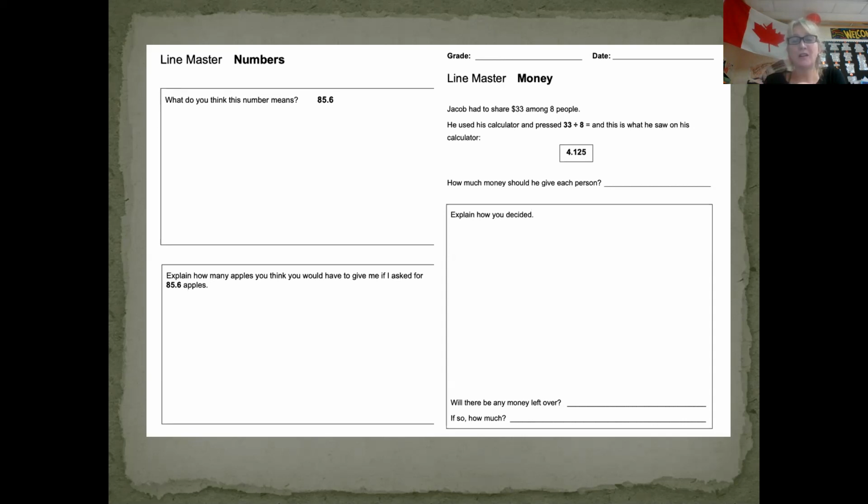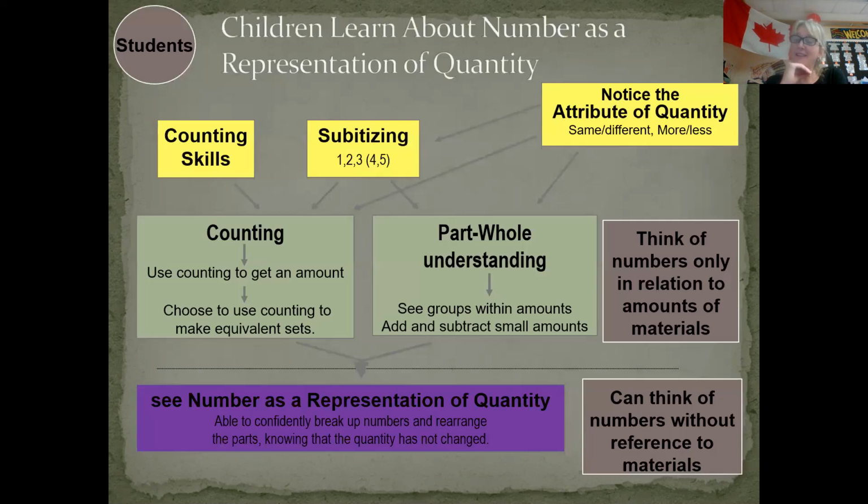Others will draw or say $4.12, and then they'll draw like half a penny, which is quite funny. But again, that indicates to me their understanding. So another phenomenal one to give them. Okay. And I think that's it.